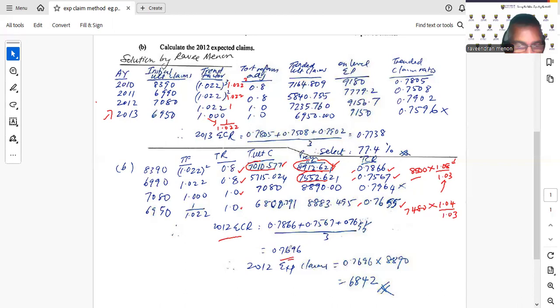And then, let me have a look at the question. The question was to calculate the expected claims. So just take this number here and multiply by your earned premium, which is 8890. The number is given in the table, and you'll get 6842. And we are done.